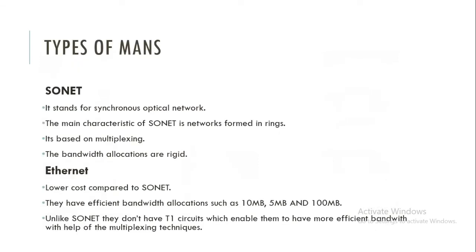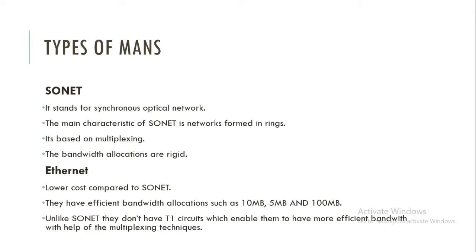Types of metropolitan area networks. We have SONET, which stands for Synchronous Optical Network. The main characteristic of SONET is that the network is formed in rings. So SONET basically forms a network in a ring-like structure, multiple rings. It is based on multiplexing. The bandwidth allocations are rigid, like they have limited and restricted bandwidth limits and allocations.